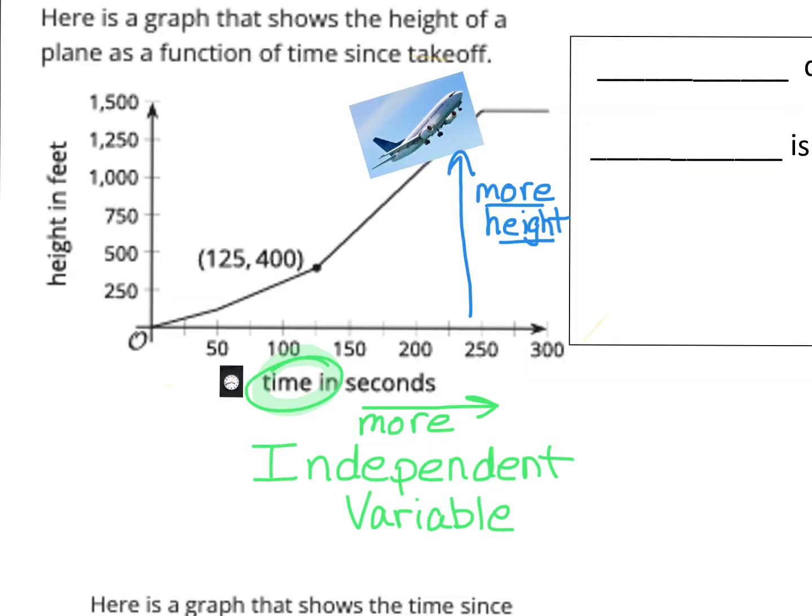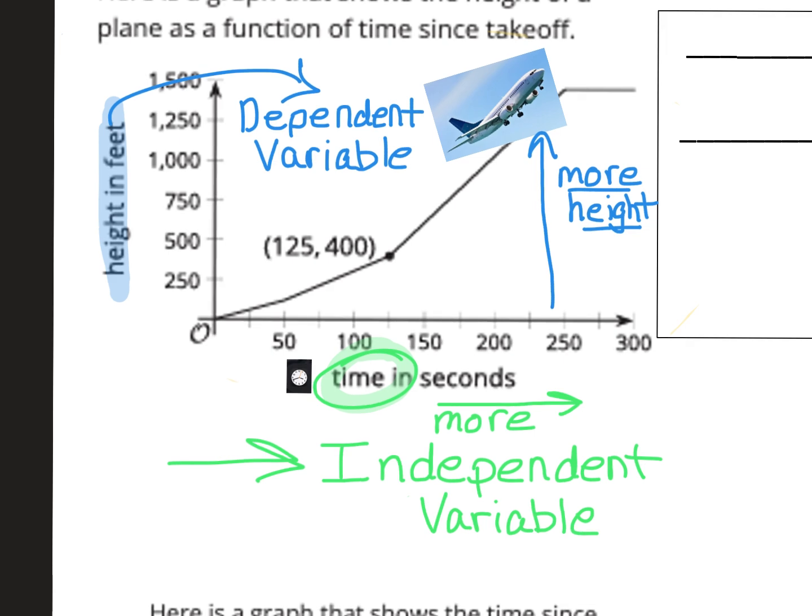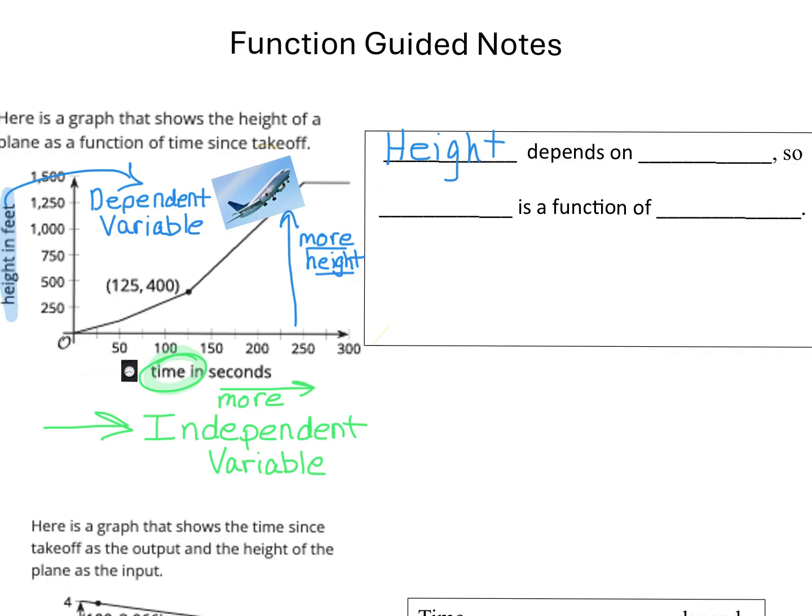That makes time your independent variable, and the height is the dependent variable, because the more time, the more height. So that means that height depends on the time that the plane is in the air. So height is a function of time.